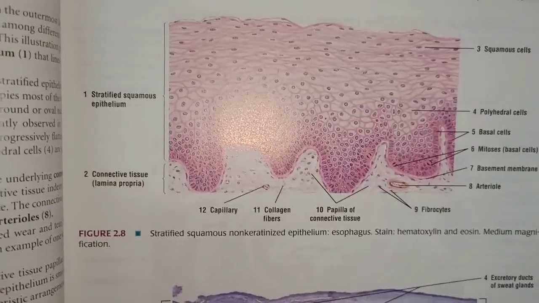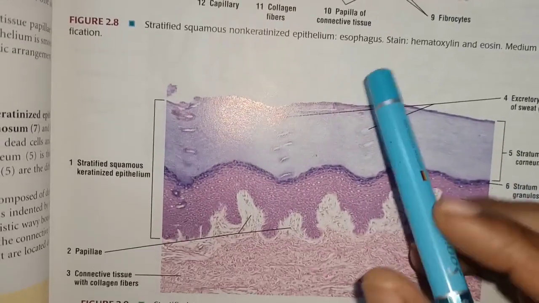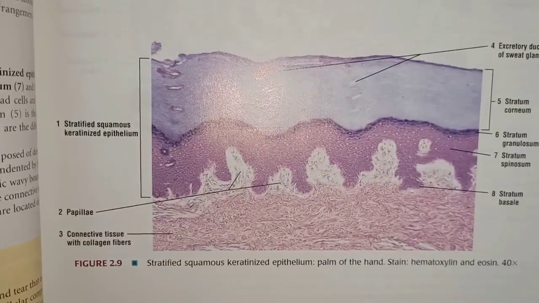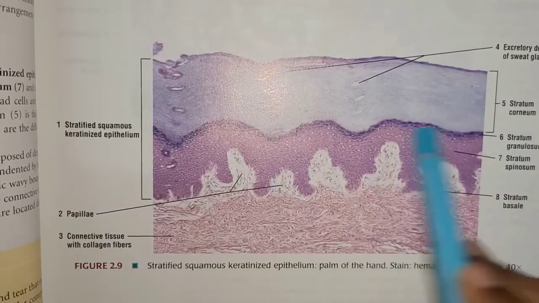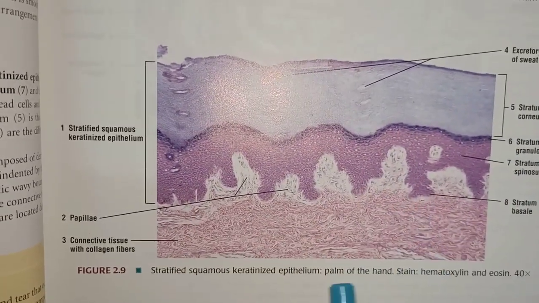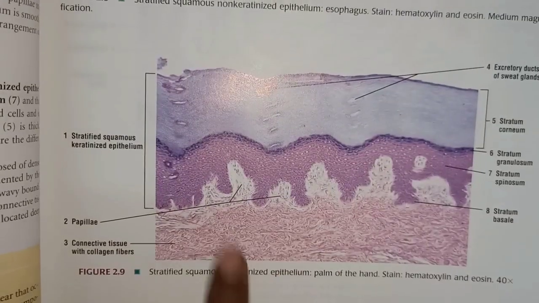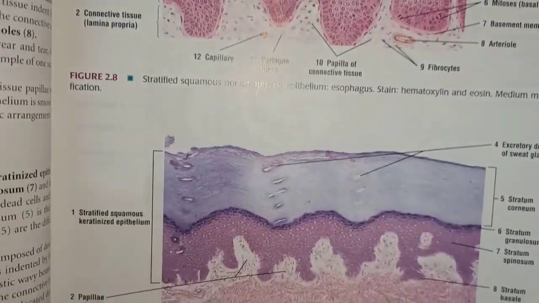Here they explained about the epidermis and dermal area. They explain the skin structure, the histology of skin. That is why there is more keratinization, given as an example of the palm of the hand. This is a non-keratinized epithelium and this is a keratinized epithelium. This is how it looks.